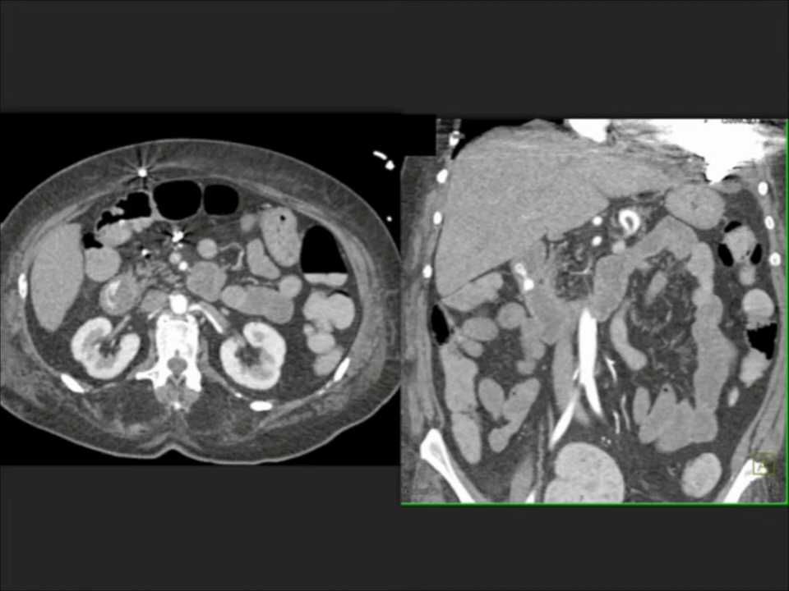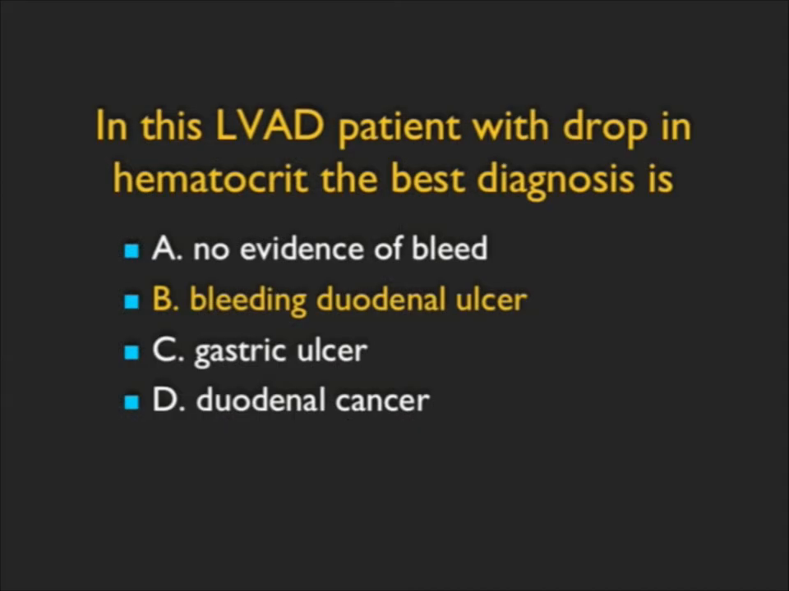CT angiography is the study of choice for the evaluation of GI bleeding. We use dual phase arterial and venous, and that will help us detect essentially all bleeds. There's no mass effect, and so that's why I didn't pick duodenal cancer. It was just simply a bleeding stress ulcer.